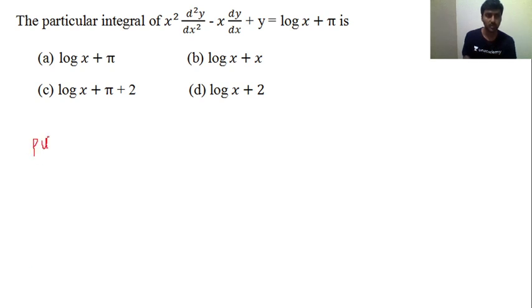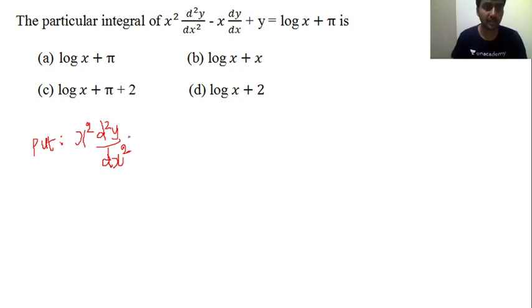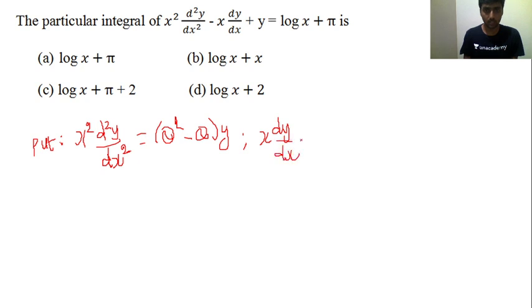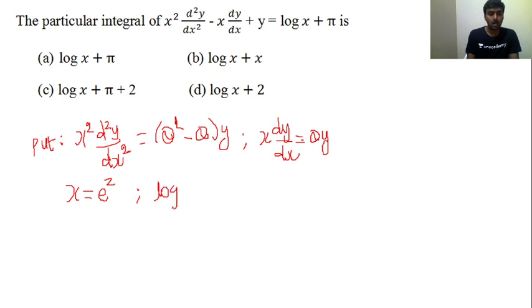Now make the substitution. Put x square into d square y divided by dx square is equal to theta square minus theta into y. Then x into dy divided by dx is equal to theta into y. Then x is equal to e power z and log x is equal to z. So these are the substitutions as per the Euler-Cauchy equation.